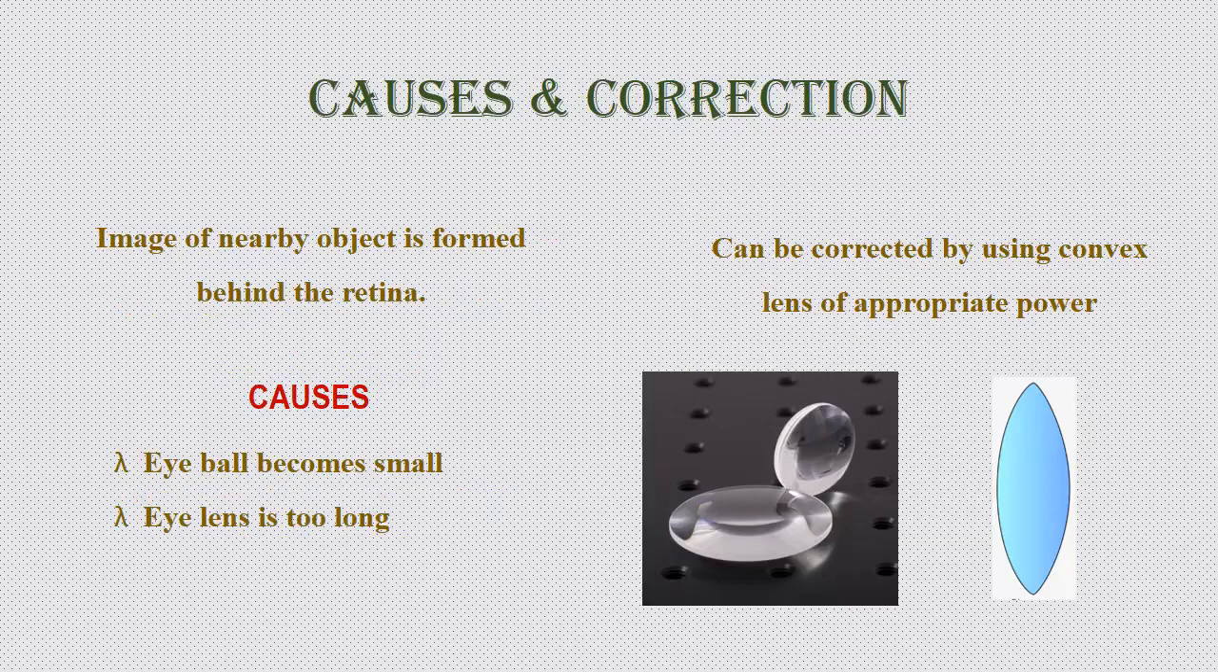Now, what are its causes? When an object is closer or nearby, the image is formed behind the retina, and therefore you are not able to see a clear image.